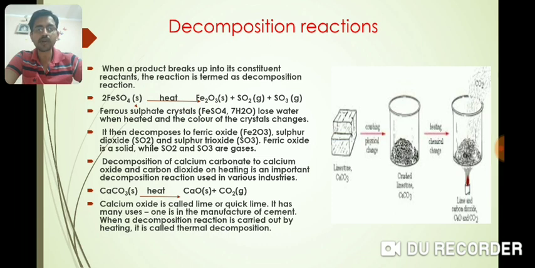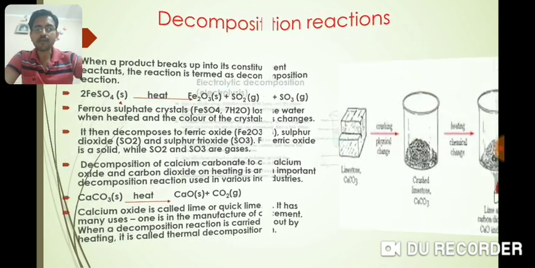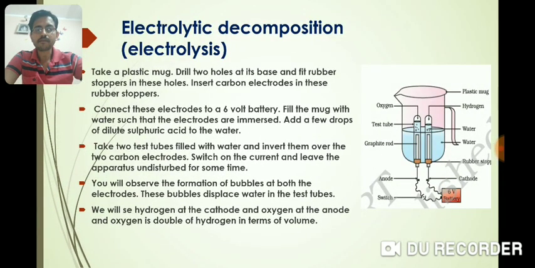Decomposition of calcium carbonate is another example where CaCO3, limestone, is heated strongly to produce calcium oxide and carbon dioxide gas. This reaction is carried out in lime kiln and is used in the manufacturing of cement. Another type of decomposition reactions are electrolysis. Electro means electricity, lysis means breakdown. In this type of decomposition reaction, breakdown of a substance is carried out by supplying electricity.